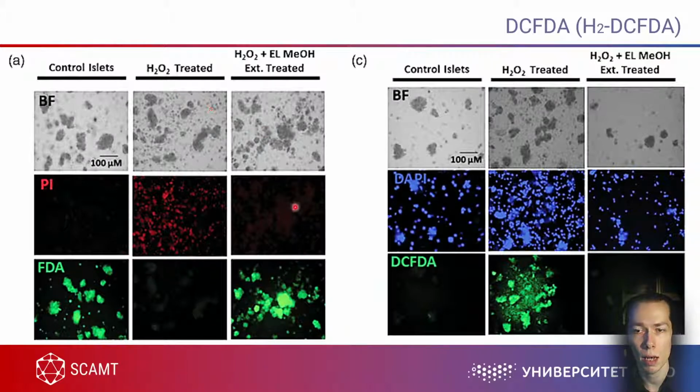But if we add some inhibitor of hydrogen peroxide, again we will see no dead cells, a lot of living cells. But on the opposite side, how does the DCFDA work? We have DAPI staining instead of propidium iodide, but still on control cells we see almost no staining with the DCFDA because there are not so many reactive oxygen species inside the cells. But when we add hydrogen peroxide, we see a lot of staining. And again, opposite results to what we see in the FDA group, no staining when we have some inhibition.